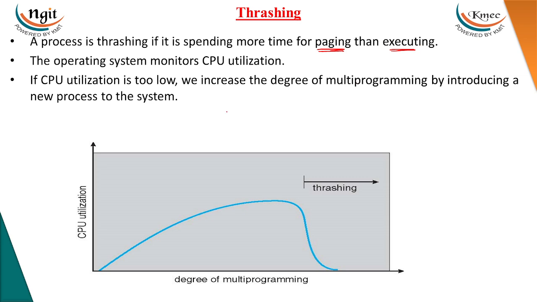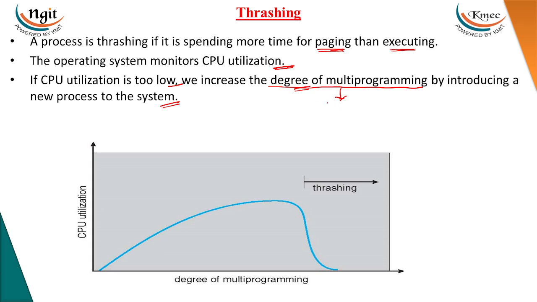Okay, so first what will happen? The operating system monitors the CPU utilization. If the CPU utilization is low, then we can increase the degree of multiprogramming by introducing a new process into the system. So what is meant by degree of multiprogramming? The number of processes currently residing in the main memory is called the degree of multiprogramming.